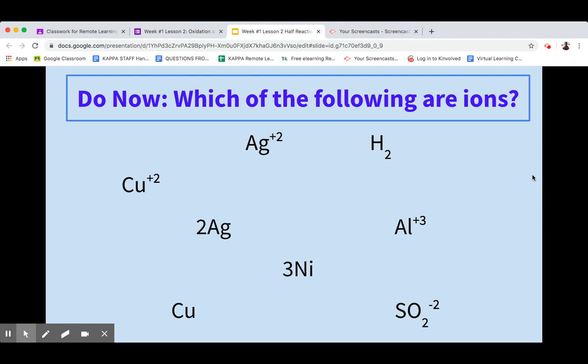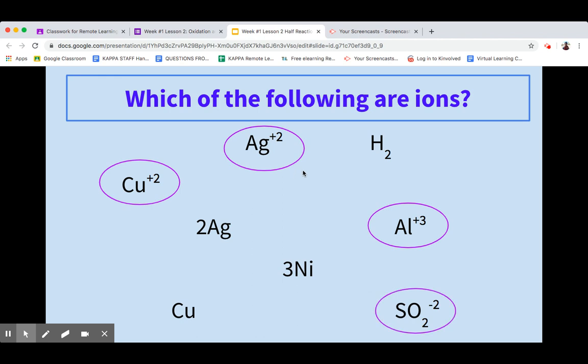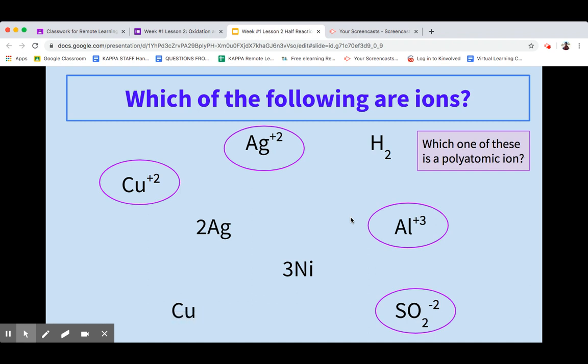So which of the following are ions? If you chose the following, you were correct. Cu2+, Ag2+, Al3+, and also SO2 2-. Now, one of these looks different from the other ones, and that's this guy down here. So this is actually called a polyatomic ion. Polyatomic, that word, poly means many, atomic referring to atoms. So many atoms, an ion made of many atoms.